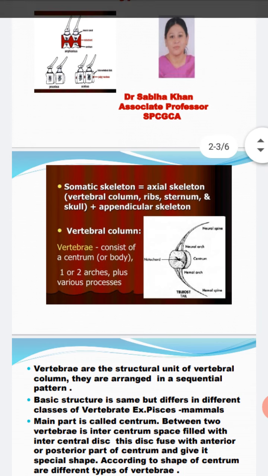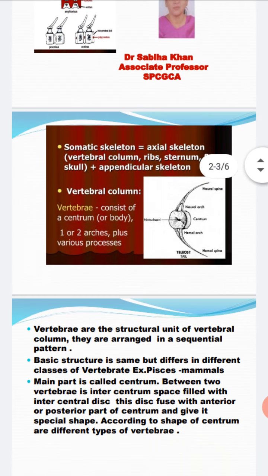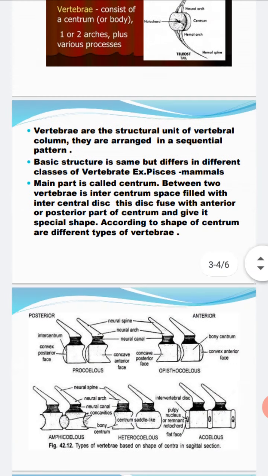Vertebrae are the structural units of the vertebral column and they are arranged in a sequential pattern. The basic structure of the vertebrae is the same, but it differs in certain aspects across the vertebrate classes, for example from Pisces to mammals. The main part, the middle part, is called the centrum, and between two vertebrae is the intercentrum space.